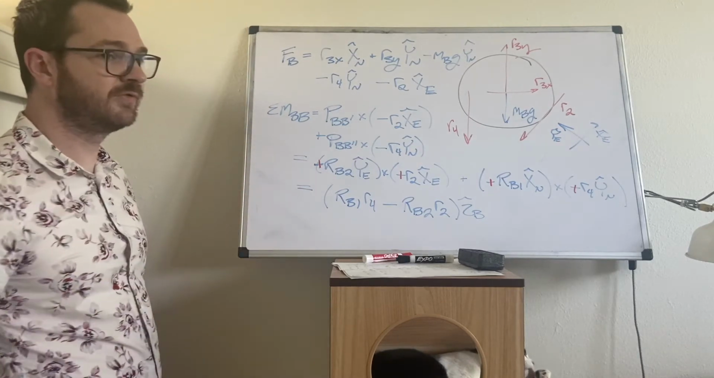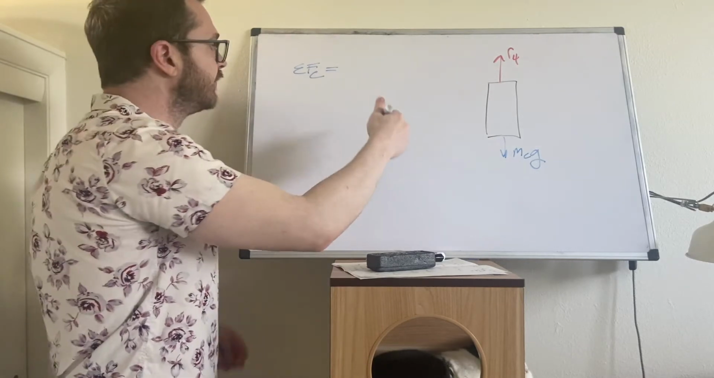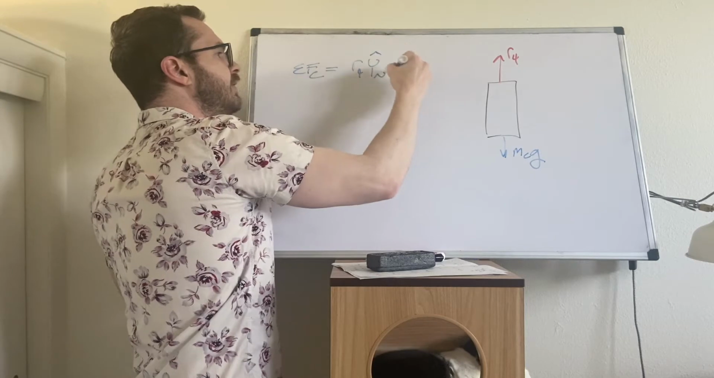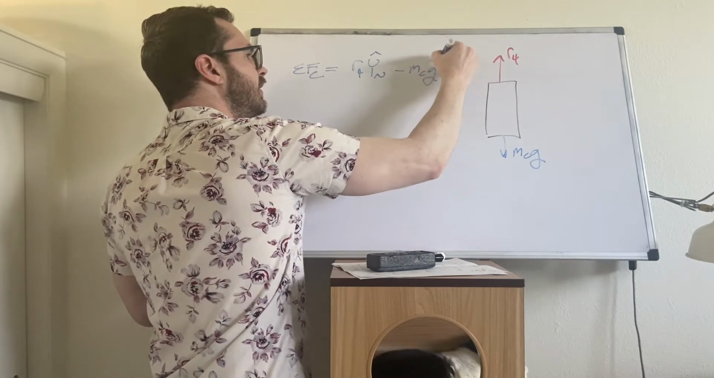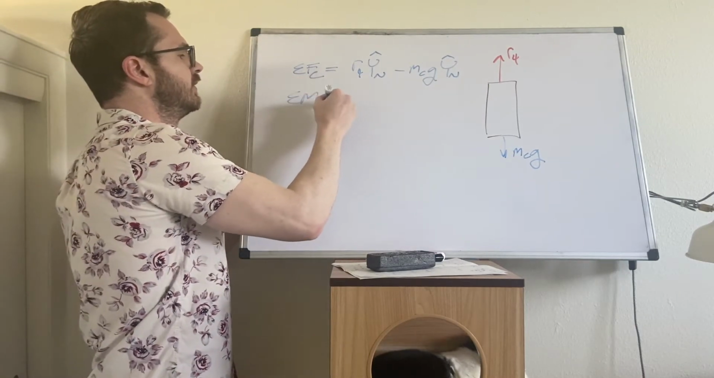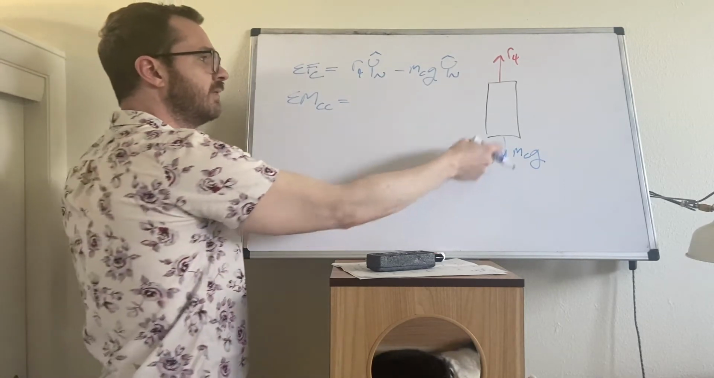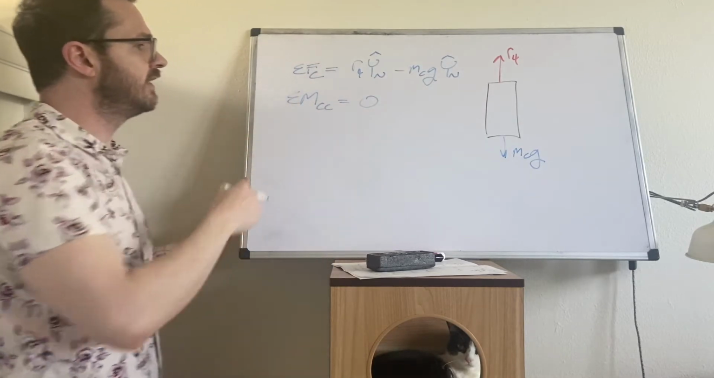Let me clean this up, we'll do C. Sum of forces on C, well, there's just the two of them. R4 in the Y hat N minus MCG in the Y hat N. And sum of moments, well, we said earlier we're assuming that the block doesn't rotate, and both of these forces are acting directly through the center of mass. So nice and easy for body C.